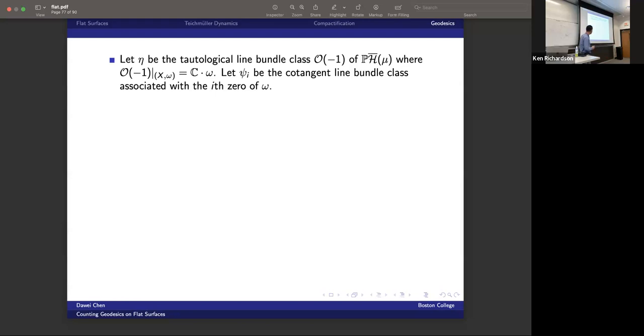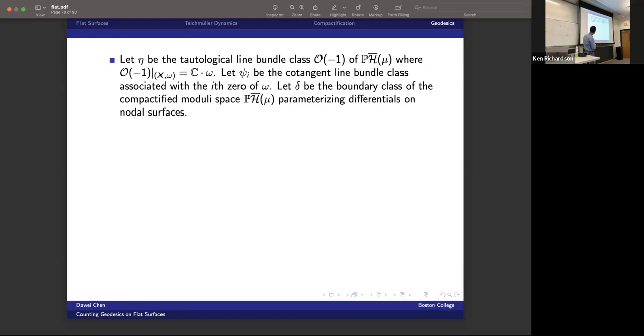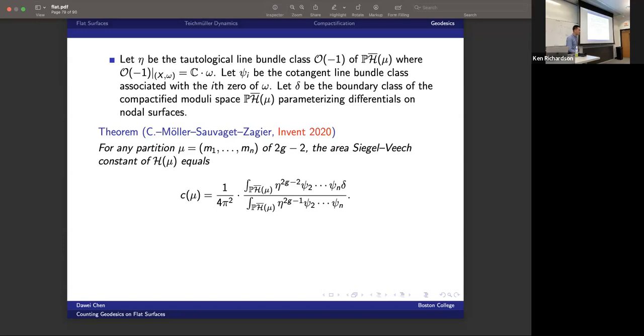And the last class I need is this delta, coming from the boundary of the compactified moduli space, parameterizing these nodal Riemann surfaces with degenerate structure. You can think of these as real codimension two cohomology classes in the cohomology ring, if you like, of this space PH bar mu. And now I can tell you the main result of this talk.